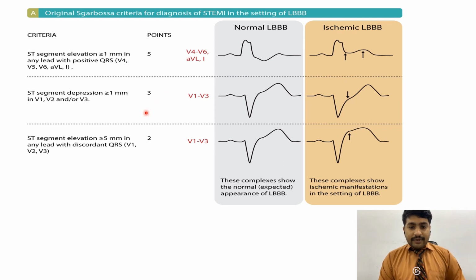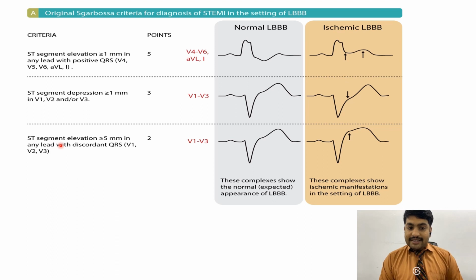Alright. Similarly, if we have ST segment depression, that is concordant ST segment depression, which is more than 1 millimeter in the leads that show the negative QRS complex, because when there is depression, our QRS complex should also be negative. So those leads which have negative QRS complexes, if they are showing more than 1 millimeter ST segment depression, that would be significant and it will get 3 points.